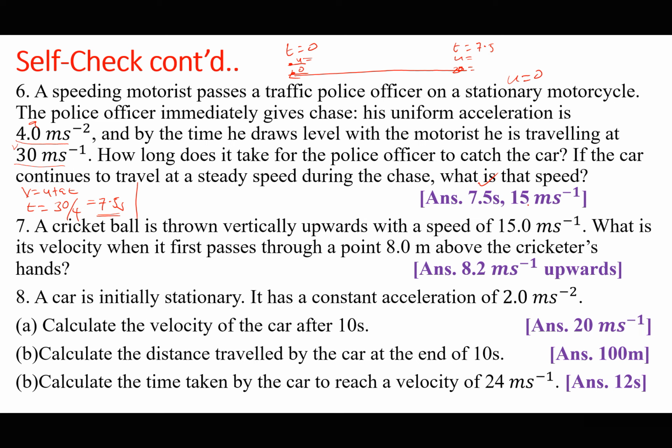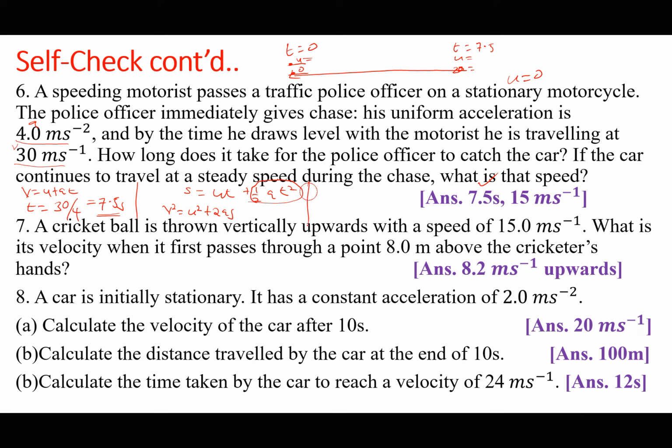So because the motorist's speed is constant, it means the acceleration is going to be 0. So if I use S equals ut plus a half at squared, for the motorist, because it's moving at a constant speed, the acceleration is going to be 0. This part will be 0. So all I need is to find S. So using v squared equals u squared plus 2as, I'm using the police officer now to find S.